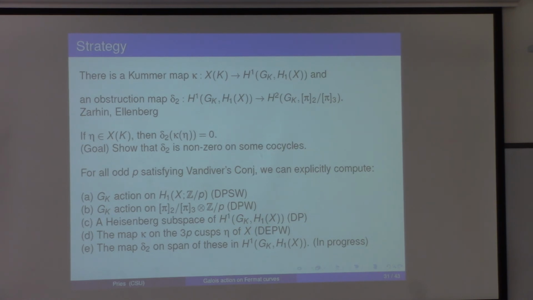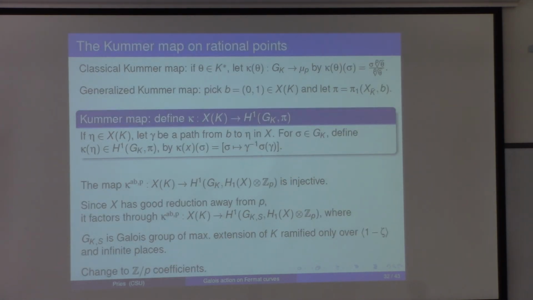So let me just end by telling you a little bit about how this Kummer map works, because it's somehow less complicated than it initially looks. The idea is that you pick a base point. So here's the base point (0,1). And we think about the étale fundamental group. What we want to do is start with a rational point and get out a cocycle. So let's call the rational point eta. We're going to take a path from the base point to eta in the curve X. For those of you who like these things, this is actually a fiber functor.